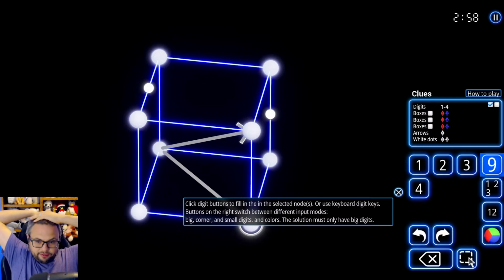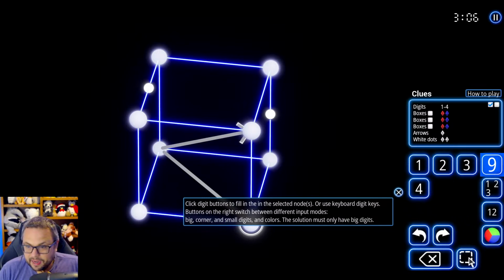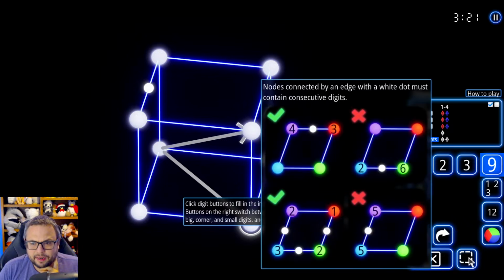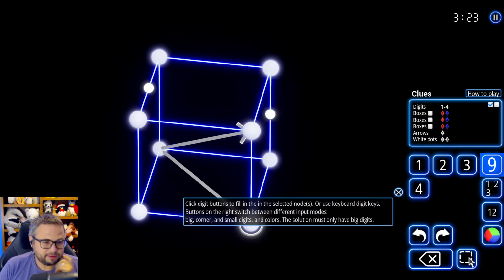Buttons on the right switch between different input modes, so good thing, that was sort of my biggest fear here, was that we are not going to have center marks and corner marks, but we do have center marks and corner marks, so that is good. I suppose I should probably suspect that if someone is doing variant Sudoku, they probably do.